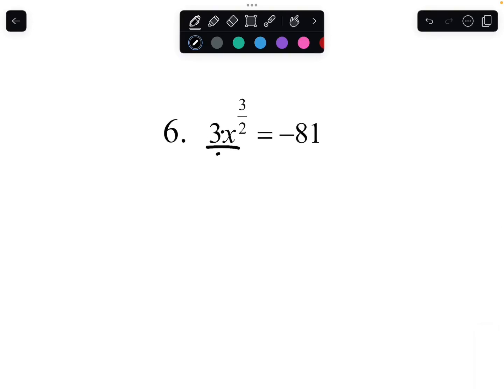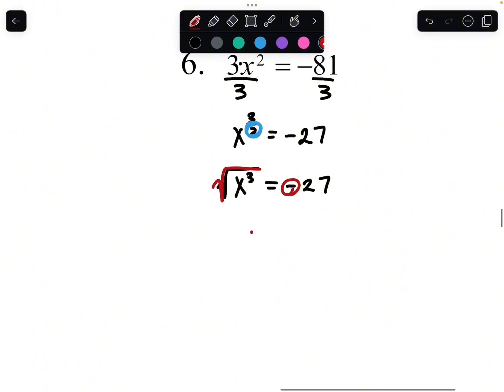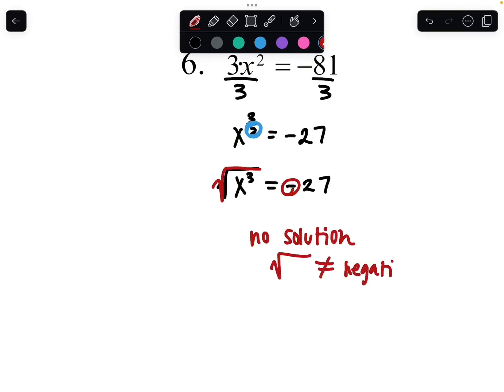Here we have a 3/2 power, but as before, we need to get rid of this 3 first. And we get -27. This half is square root, so this is telling me the square root of some expression equals a negative number. You can't have square root equal to negative, so you would stop here and say no solution. Square root cannot equal negative.